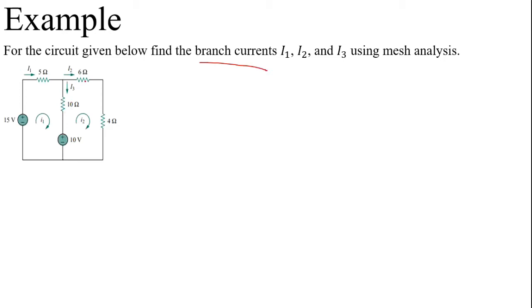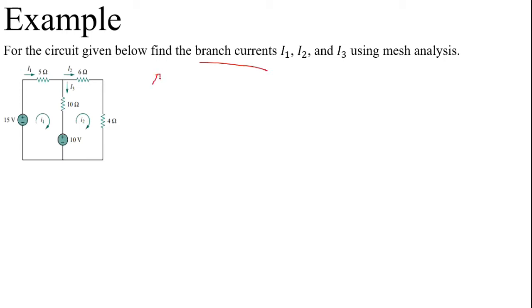So we are using mesh analysis for finding these branch currents. The first step is we have to assign what? The mesh currents. As you see, the mesh currents are already assigned as I1 and I2, since we have two closed loops, so we have two mesh currents. Now let's apply the KVL method for each loop.